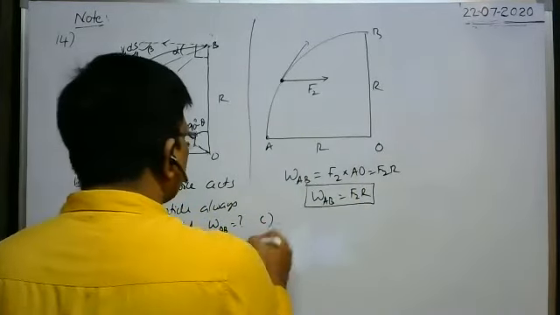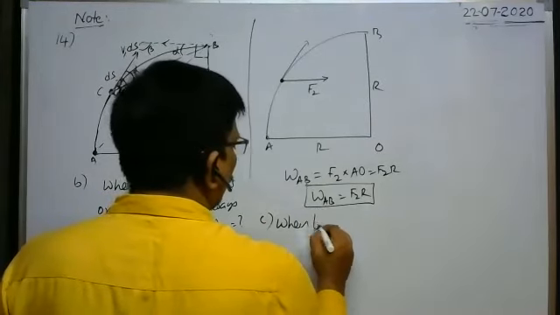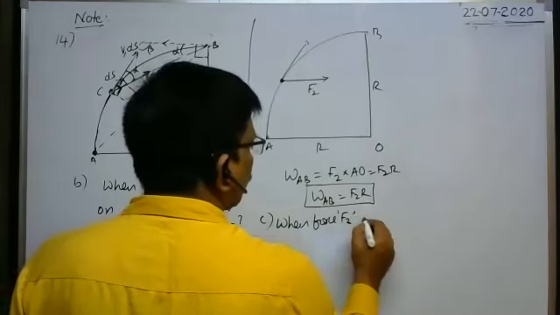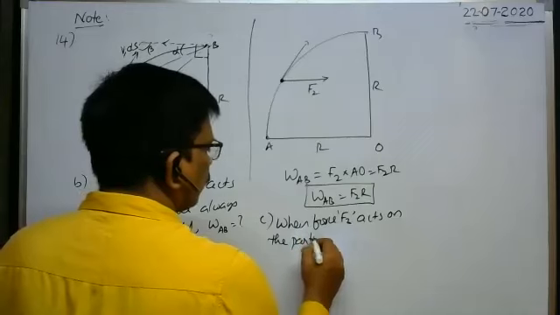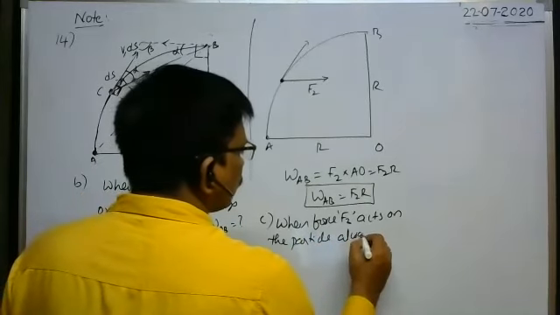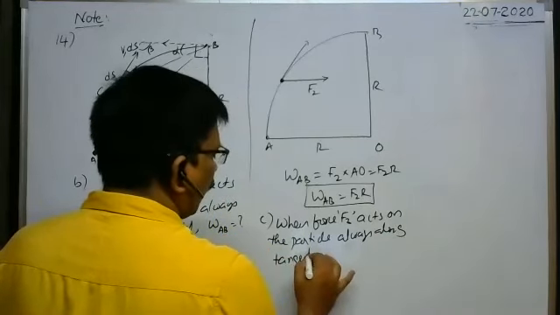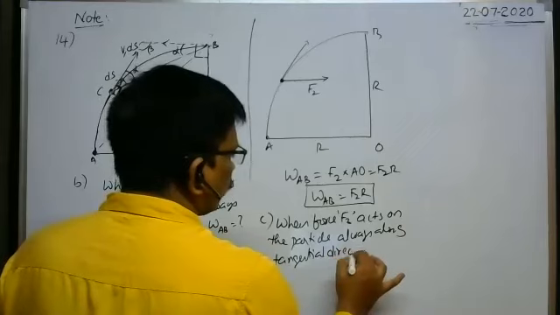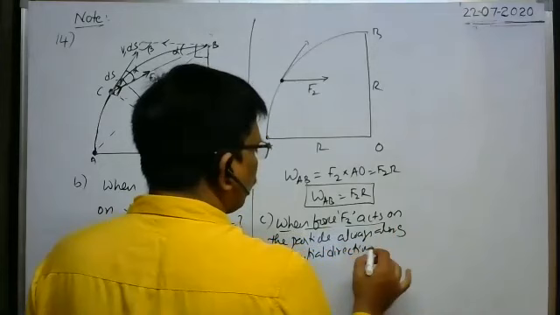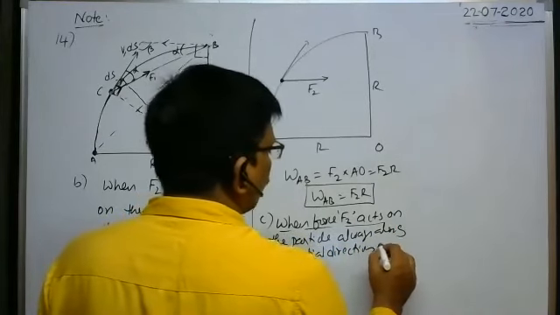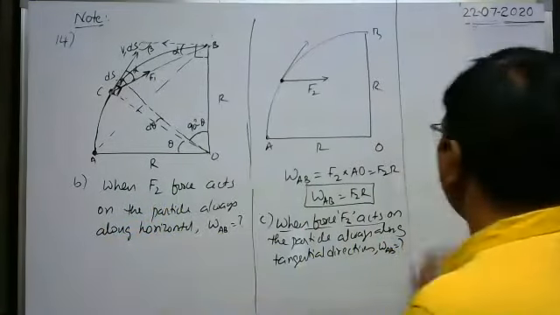Okay, next C. When force F3 acts on the particle always along the tangential direction, then what is the work done to travel the particle from A to B? In this case, what is the work done?